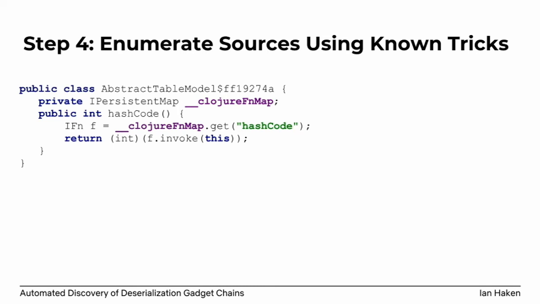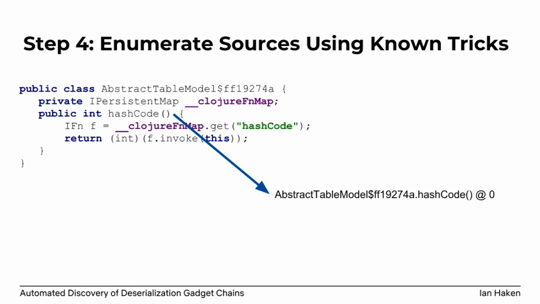This is completely independent of all the other steps. Step 4 is really simple. We just want to enumerate entry points for gadget chains, and this is basically enumerating entry points using known tricks. As an example, we know that hashCode is an entry point because of what I described on those previous slides. We know we can wrap it in a hash map and therefore get to hashCode.